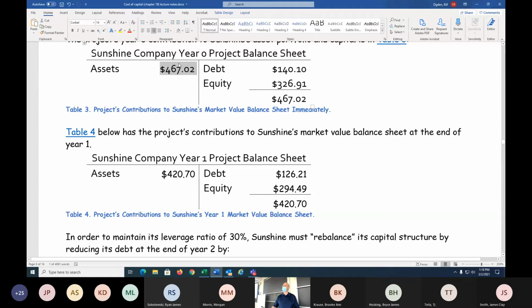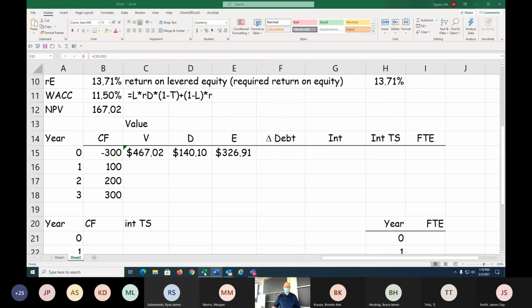What happens next year? Well, next year you have one less cash flow, so this project loses value. It will be worth 420, and we'll see that. And you can see that this debt will go from 140.10 down to 126. So we have to reduce the debt by that difference. That's called rebalancing. Okay, let's do it. It's easier to do than it is to describe. Let's go back to Excel.